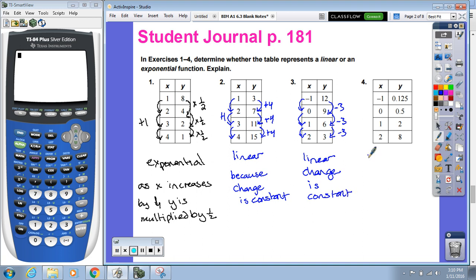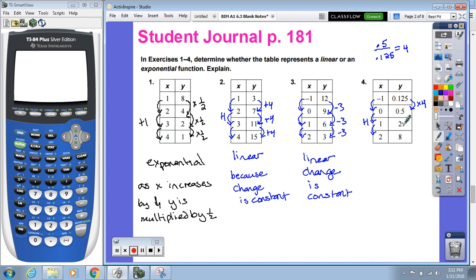All right, on number 4, we look at this one, and it's going up by 1 every single time. Now we look at this change. This change is a little bit harder to see because if we look at it from 0.125 to 0.5, it's basically being multiplied times 4. And how I found that, because I wasn't sure at first, was I took 0.5 divided by 0.125. And that is how I got a change of 4. So it's multiplying times 4 to get to 0.5.